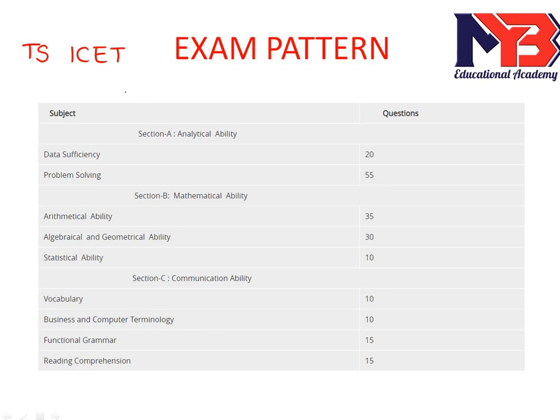In the TSICET examination pattern, there are 200 questions which you need to crack within 2.5 hours, that means 150 minutes. These 200 questions are broadly split into 3 modules. The first module is Analytical Ability, with 75 questions. The second is Mathematical Ability, with 75 questions. The third is Communication Ability, with 50 questions.